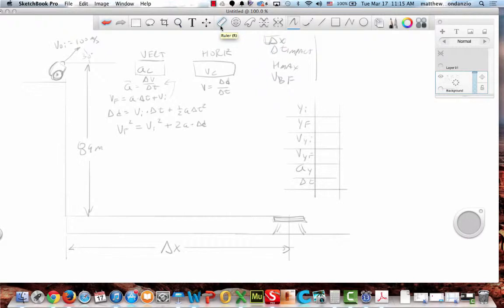Horizontal. And what kind of motion do I have? Constant velocity. So which equation do I use? V equals delta d over delta t. Okay. Right now I have a velocity, don't I? And the velocity is what? 100 meters per second at 30 degrees.